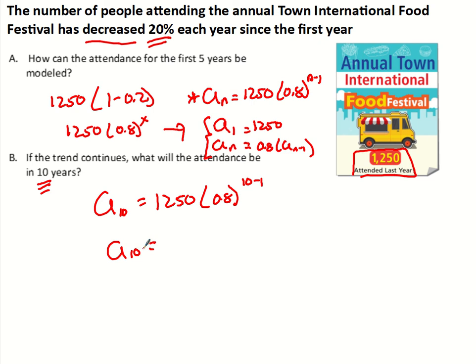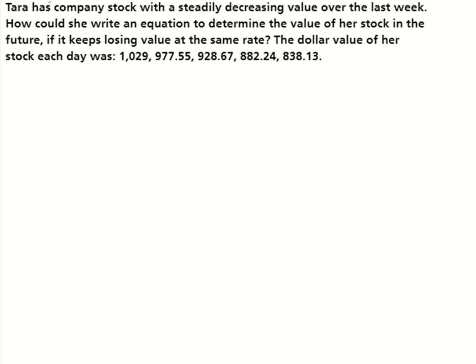And then after I round it to the nearest whole person, because we're talking about people, we can't round to the nearest hundredth, I'm going to get about 168. So attendance at this food festival will be about 168 in 10 years, given this decrease of 20% each year. Okay, I think that's it. Oh no, we got one more.